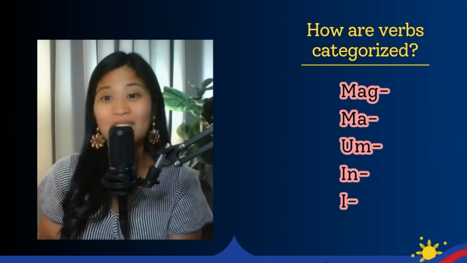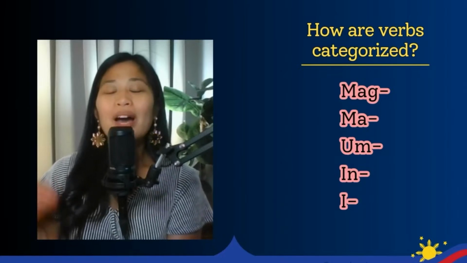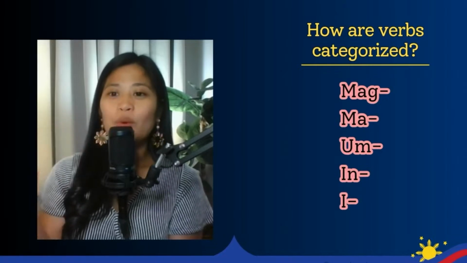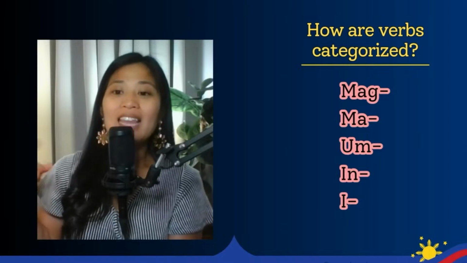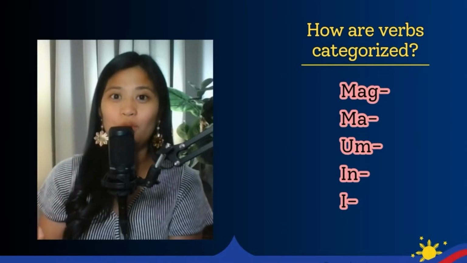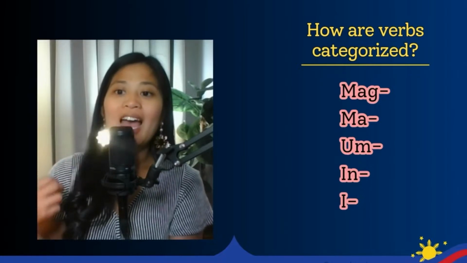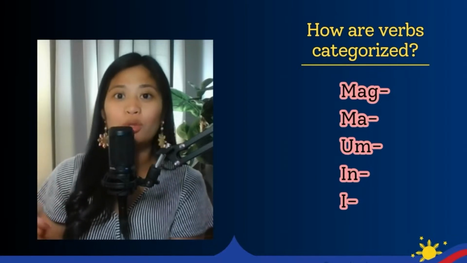Unfortunately, there is no rhyme or reason that I know of to explain why magluto is a mag verb, whereas matulog is a ma verb. I'm not quite sure why they were organized like that. But my biggest tip is to really listen when a native Tagalog speaker is conjugating these verbs, and then make a note of that so that you can conjugate it that way in the future. So it's just a matter of acquiring more vocabulary and then using the verbs in those ways in the future.